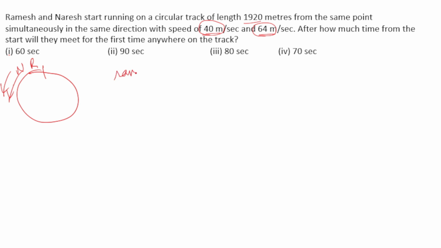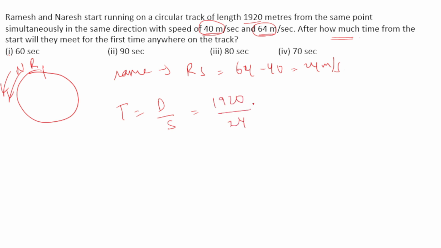If they are moving in the same direction, what is the relative speed? It is the difference of these two. It is 64 minus 40. It is 24 meters per second. We have to find the time taken if they are moving in the same direction. So here time is equal to distance divided by speed. Distance is 1920 divided by speed, 24 meters per second. It is 6 into 4, 6 into 320, 4 into 80. So the answer is 80 seconds, third option.